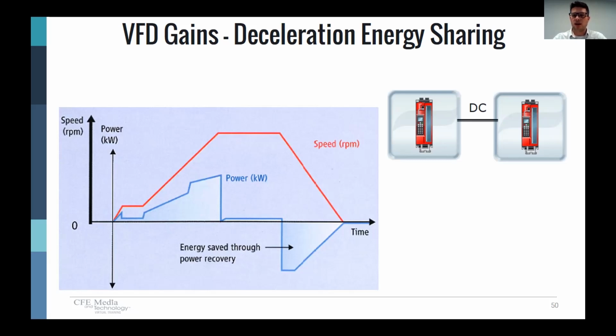Those regen power supplies are usually at a premium, especially here in the US. They can be expensive, but if you look at the long-term goals and the long-term gains you can achieve with them, they can absolutely be worth your money.